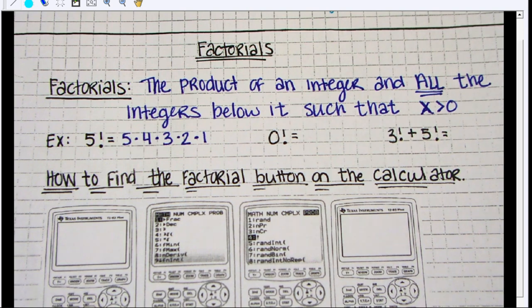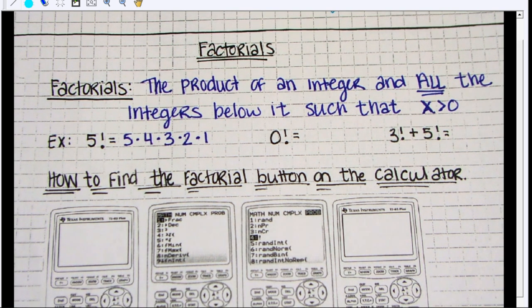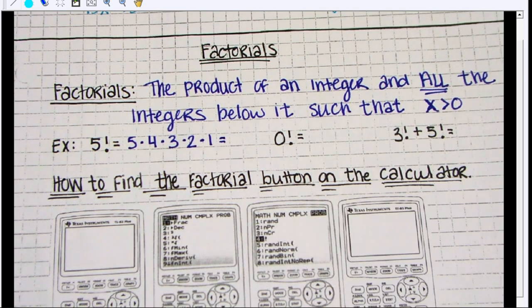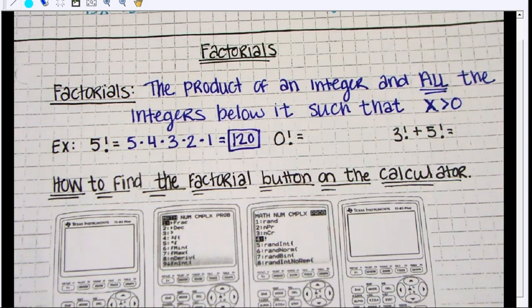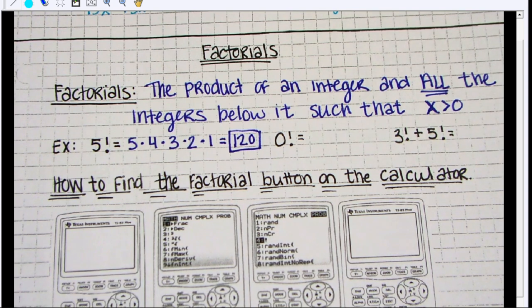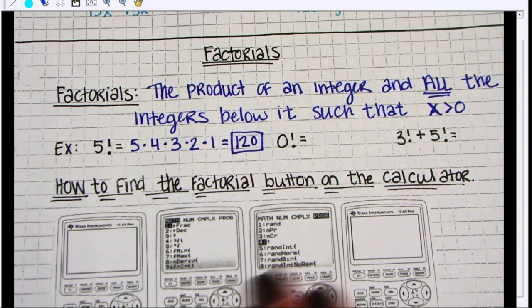Negative is something, negative something, right? No. Okay. So what is 5 factorial? What does that equal? I multiply 5 times 4 times 3 times 2 times 1, and you get 120. I'm going to show you how to find it on the calculator. If you've already followed these little calculators, that will help.